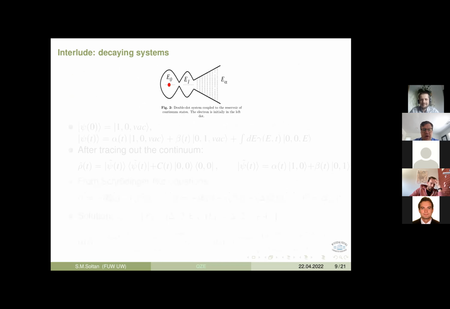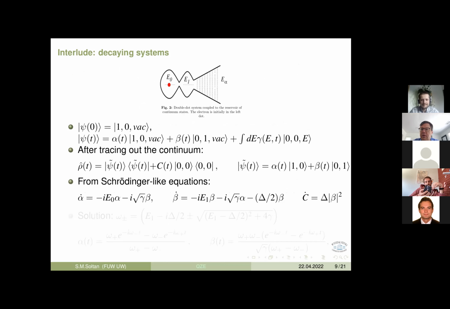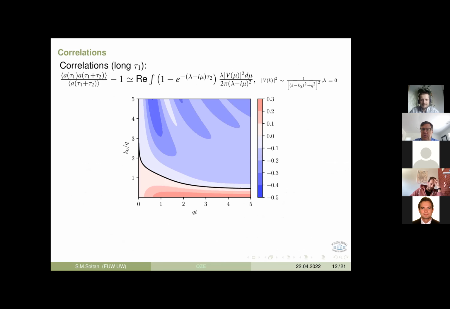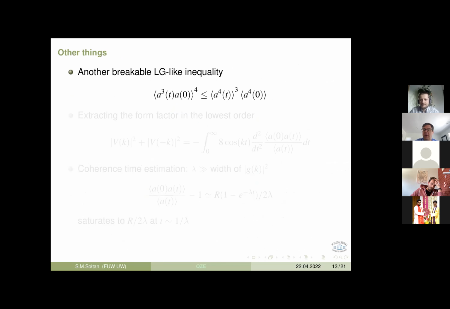Any further thoughts or questions from the other Zoom audience? No? Okay. Yes. So, go ahead, Tathagata.